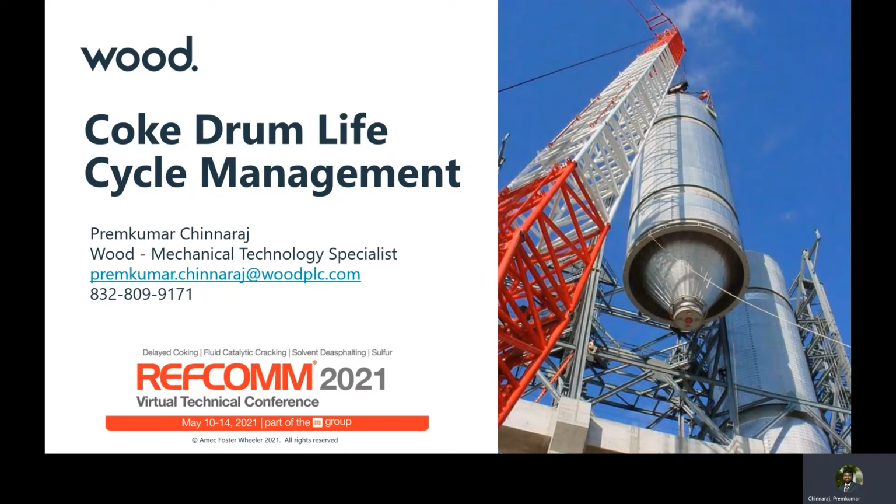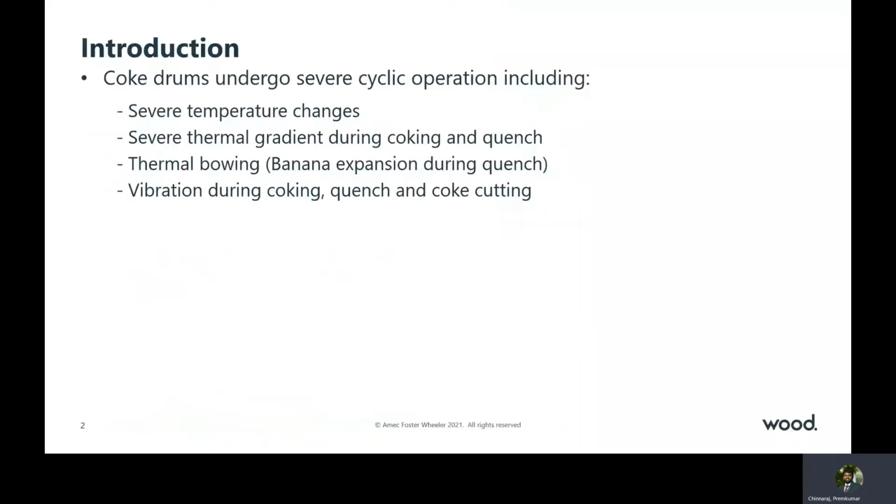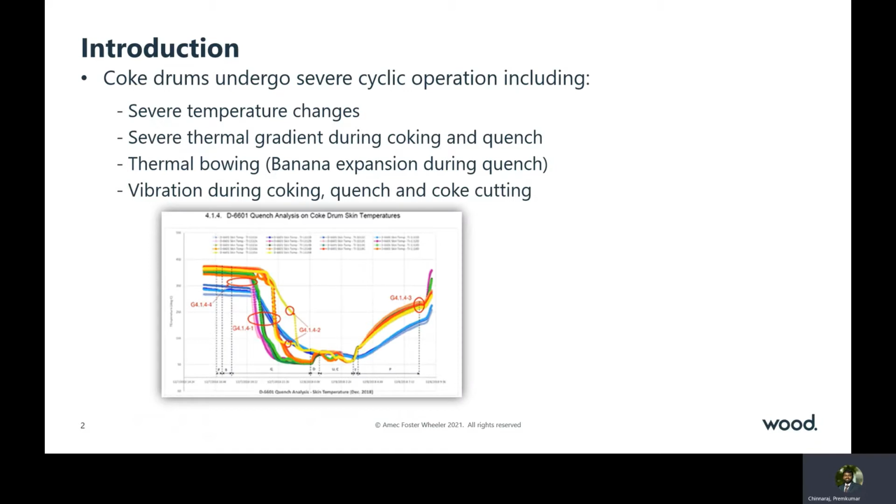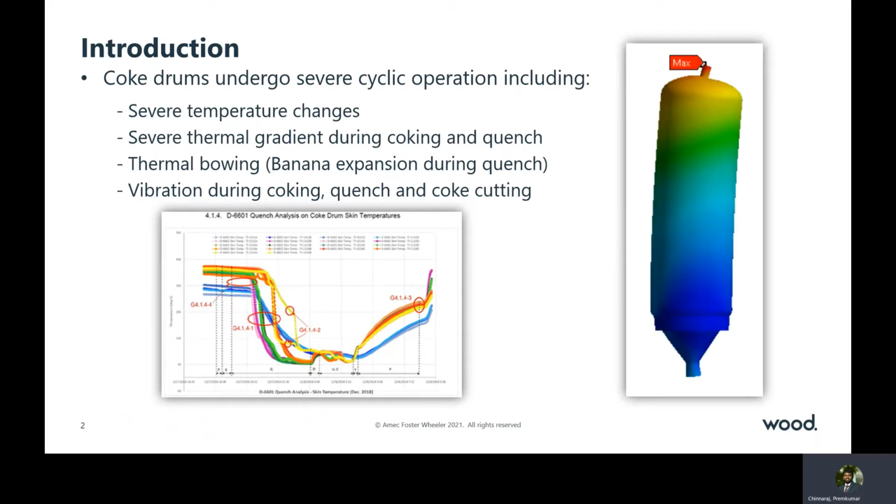In today's presentation, we are going to look into some of the techniques that can be implemented in coke drum lifecycle management. Most of us know that coke drums are equipment that undergo severe thermal cyclic service. Temperature extremes along with thermal gradients during cooking and water quench are one of the primary contributors to fatigue damage of the drum. Thermal bowing, in other words banana expansion, is another phenomenon frequently seen in coke drums. It is caused by channeling of water during quench, which results in uneven cooling of the drum in circumferential direction.